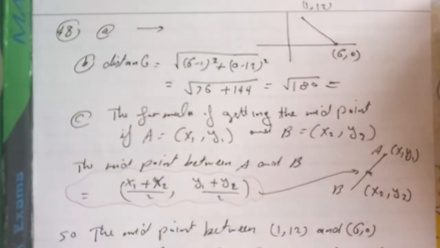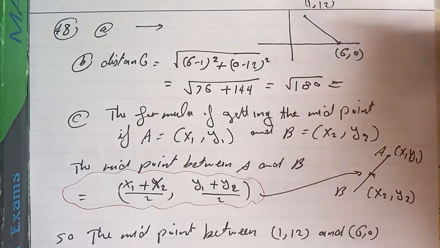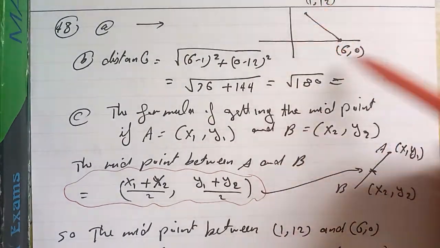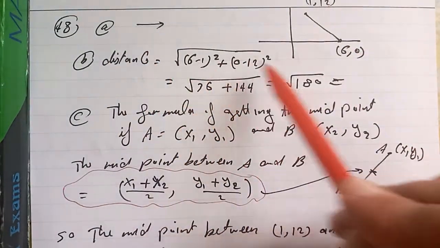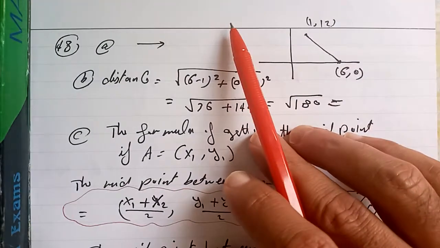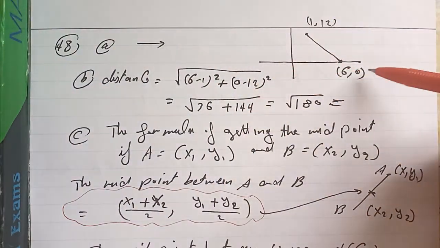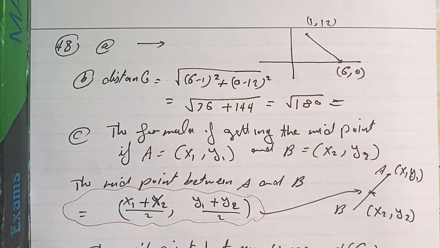48. In number 48, I need to get the distance between 2 points and the midpoint between 2 points. And first, graph them. This is the graph of (1, 12) and (6, 0). And the distance will be the square root of (6 minus 1) squared plus (0 minus 12) squared. It will be the square root of 169.